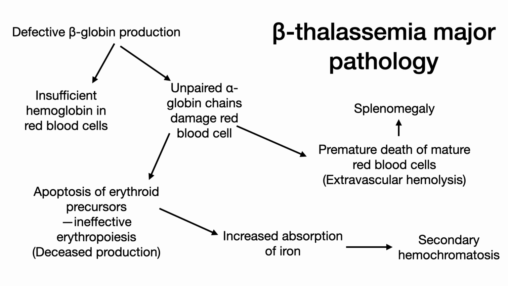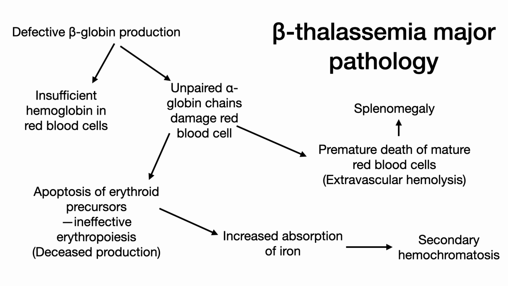We also use the term ineffective erythropoiesis when we talk about megaloblastic anemia, but basically it means that erythropoiesis is going on, but it's not effectively producing what we need. So you have decreased production. Because of that, the body is going to respond by thinking it needs more iron, and so you can get secondary hemochromatosis. The unpaired alpha chains, like I said, are damaging, and so you get premature death of the red blood cells, an extravascular hemolysis, and then they're removed in the spleen, so you get splenomegaly.